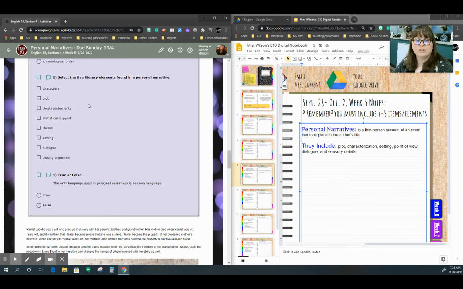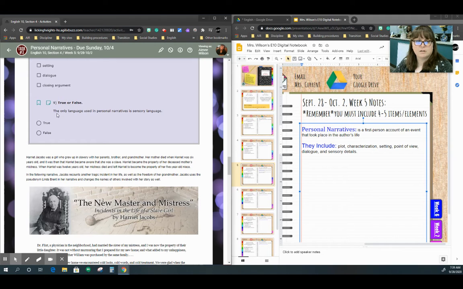8. Select the 5 literary elements found in a personal narrative. Characters, plot, thesis statements, statistical support, theme, setting, dialogue, closing argument. So remember, you're selecting 5 of these. And 9. True or false? The only language used in personal narratives is sensory language. True or false? The only language used in a personal narrative is sensory language.